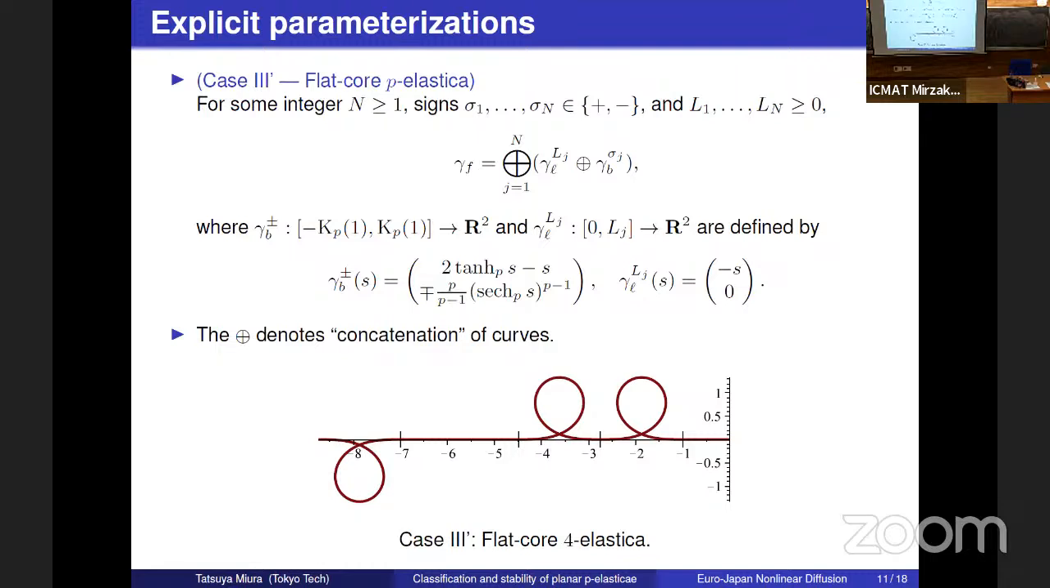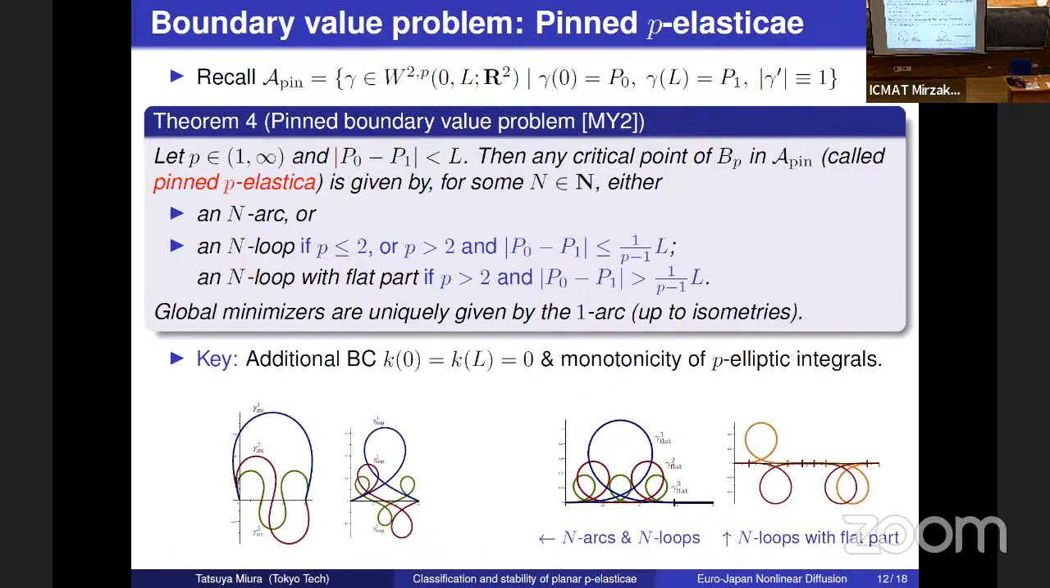And actually, we have some freedom. For example, if we shift this loop in this way, then all of those curves are still critical points of this problem. So this gives a new phenomenon, but actually this has already been known by Watanabe. And maybe you can easily imagine it from other contexts. But anyway, this is a new type of curve here.